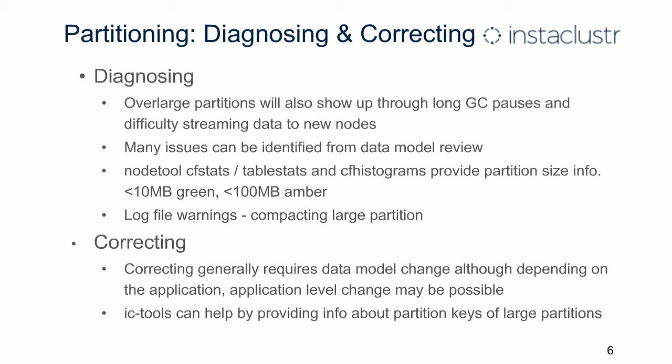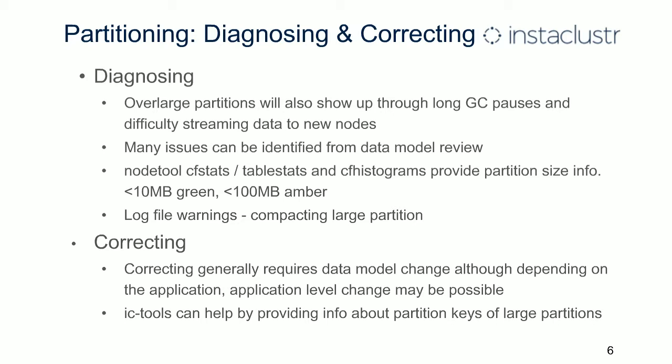Typically, the other way that you can find out about large partitions is a data model review. One of the things that we often do is review people's data models, and you can see where partitions have not been designed to keep them small enough. Also, there are tools, nodetool cfstats, or tablestats as it's known in the more recent versions, and cfhistograms, which provide information on partition size.